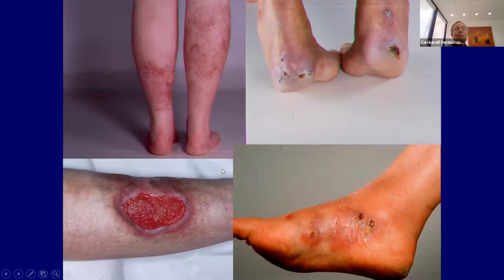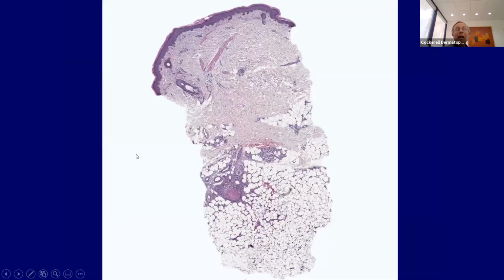Sometimes it's just these lesions that you can feel more than you can see them clinically. This has a little bit of overlying livedo reticularis-like morphology. Sometimes they can ulcerate, like you see here. And here's the biopsy of one of these, a beautiful example of where it likes to pick out the blood vessel and leave everything else alone.